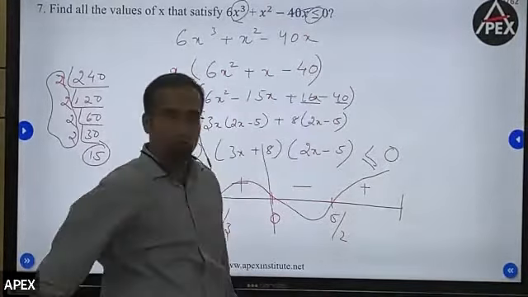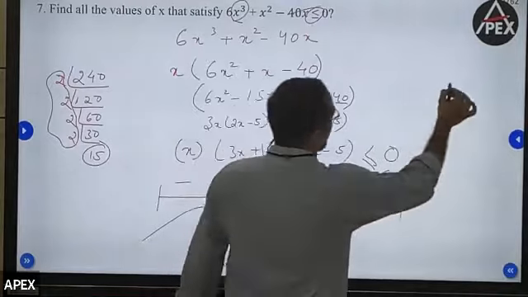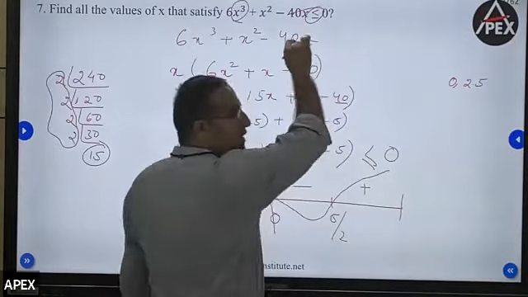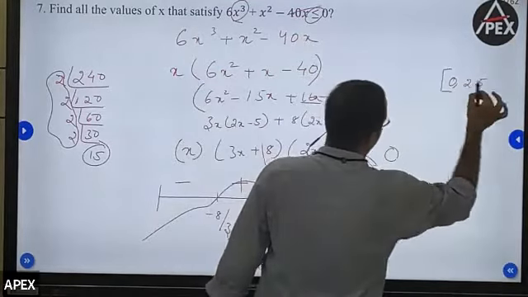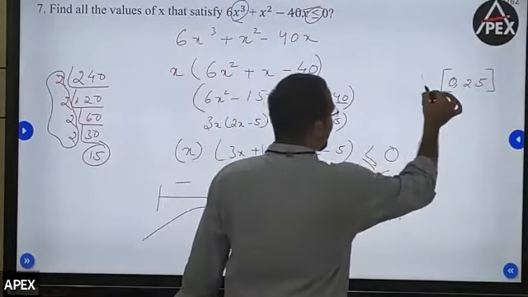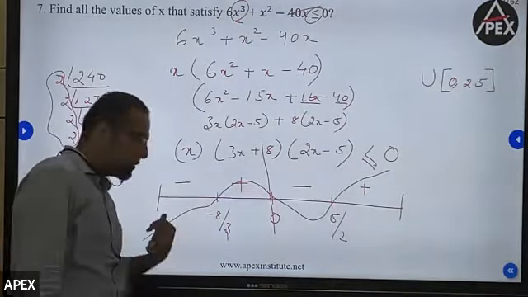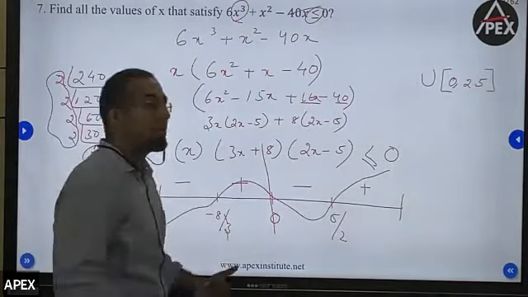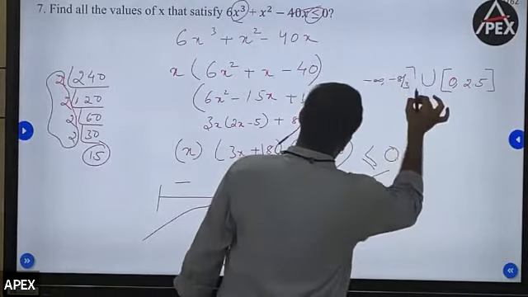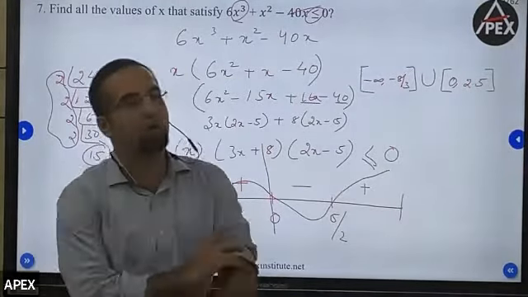Less than or equal to 0. So negative zones. What are my negative zones? From 0 to 5 by 2, so 0 to 2.5. Now, does the inequality have equal to also? Yes. So include both the ends. Clear? Union. Along with this, I have a few more. This is a complete negative zone, so from negative infinity to minus 8 by 3. And again, the equal to sign is given.